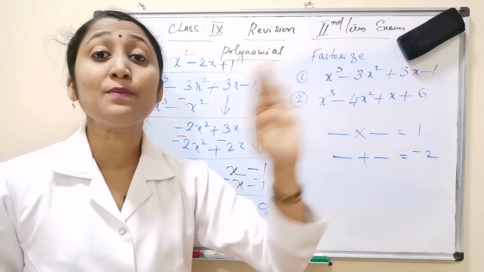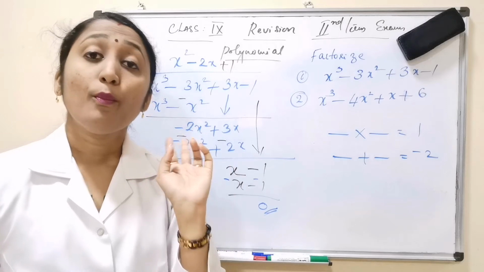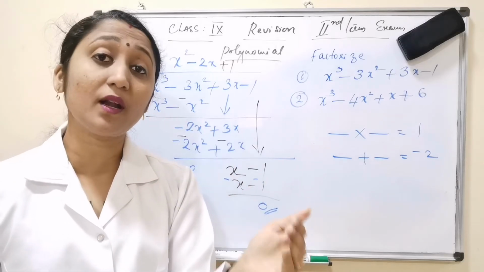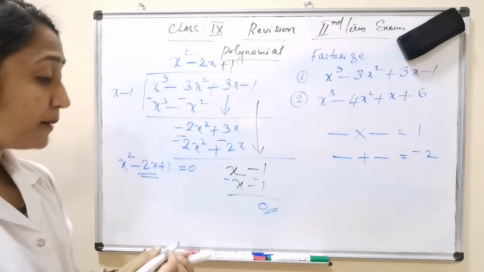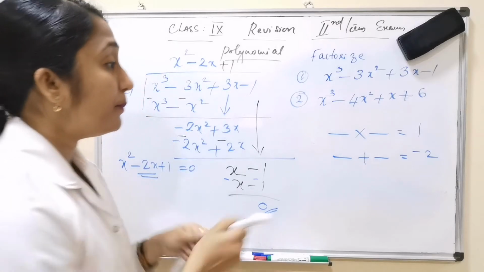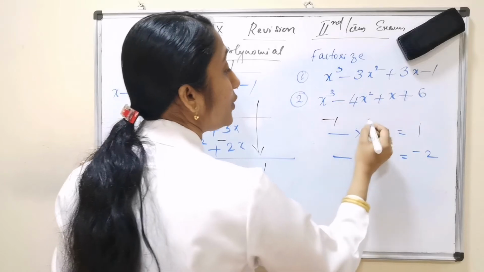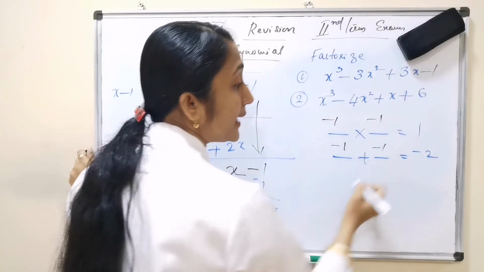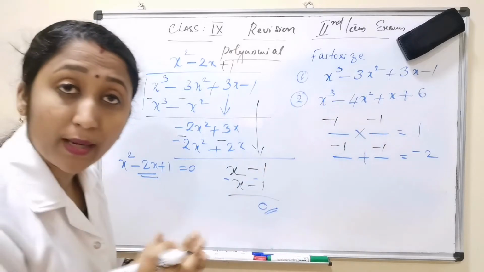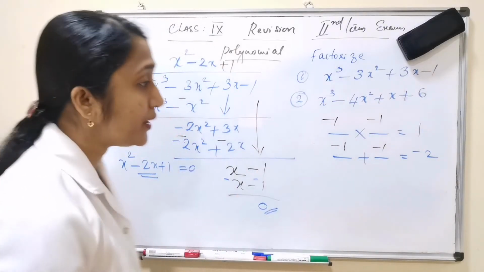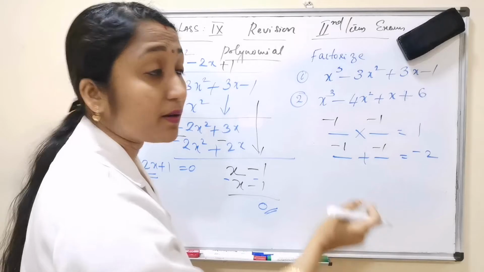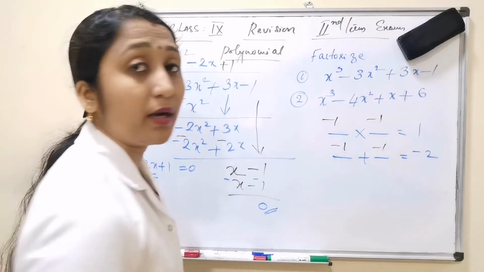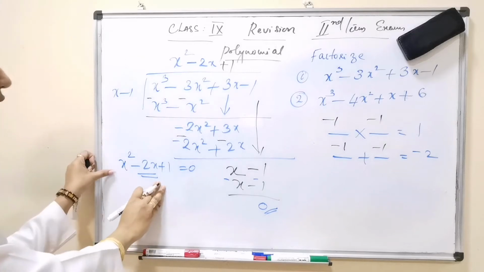But the sum is minus 2. So both the numbers are negative. So minus 1 plus minus 1 is minus 2. So the numbers are minus 1 into minus 1. Minus into minus is plus, 1 into 1 is 1. Minus 1 plus minus 1, both are negative, so we can add and put the sign. So 1 plus 1 is minus 2. So how can we write here?